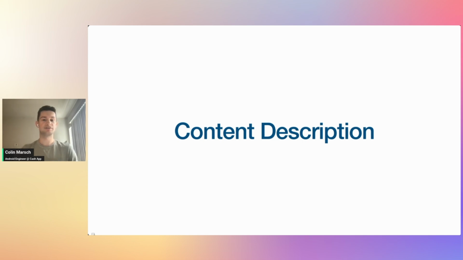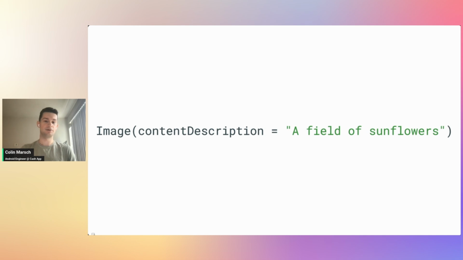So, for example, here we could describe an image with a content description and say a field of sunflowers. So then when a customer uses a screen reader, they will highlight the image using their screen reader and it would be read back to them. It would say a field of sunflowers, and they would be able to understand what was on their device's screen.